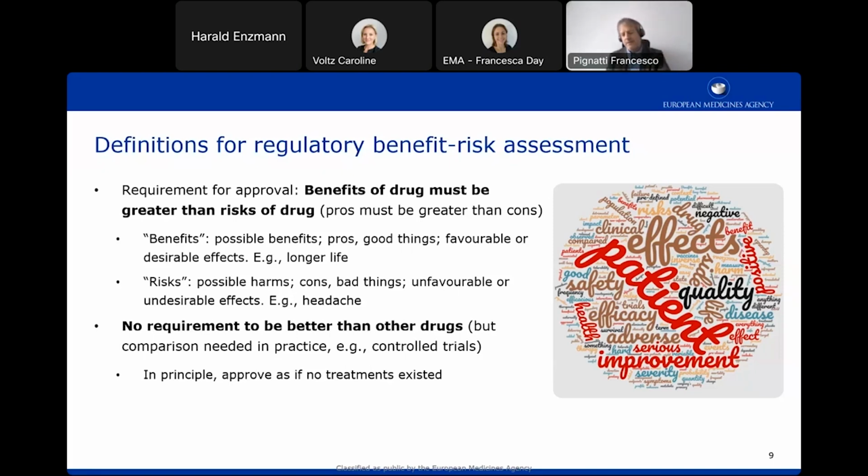So this is one thing that we need to consider. What is a benefit? What is a risk? It's in the eye of the beholder. Now, the other thing we will talk about is comparison with different drugs.